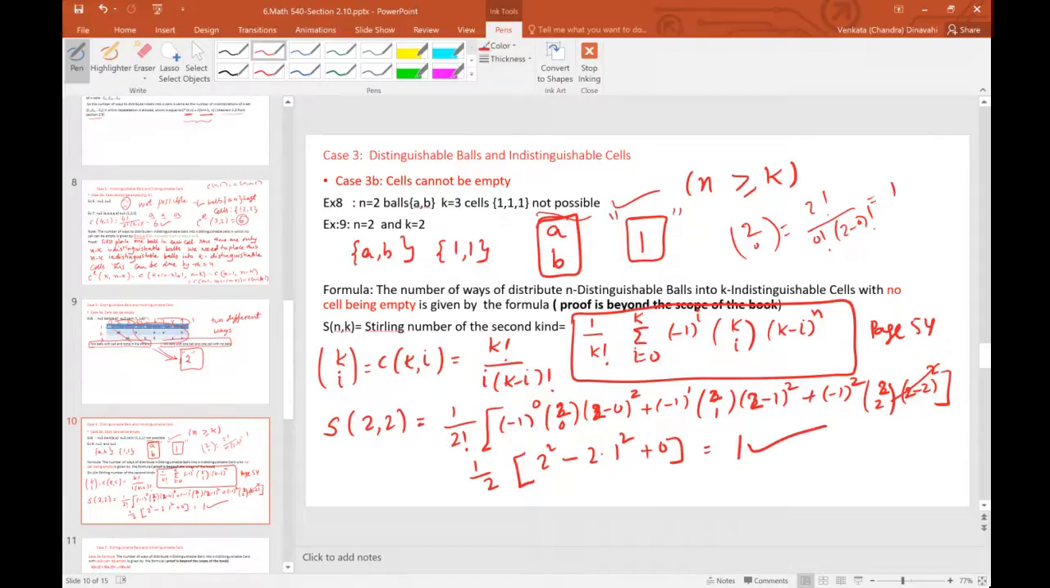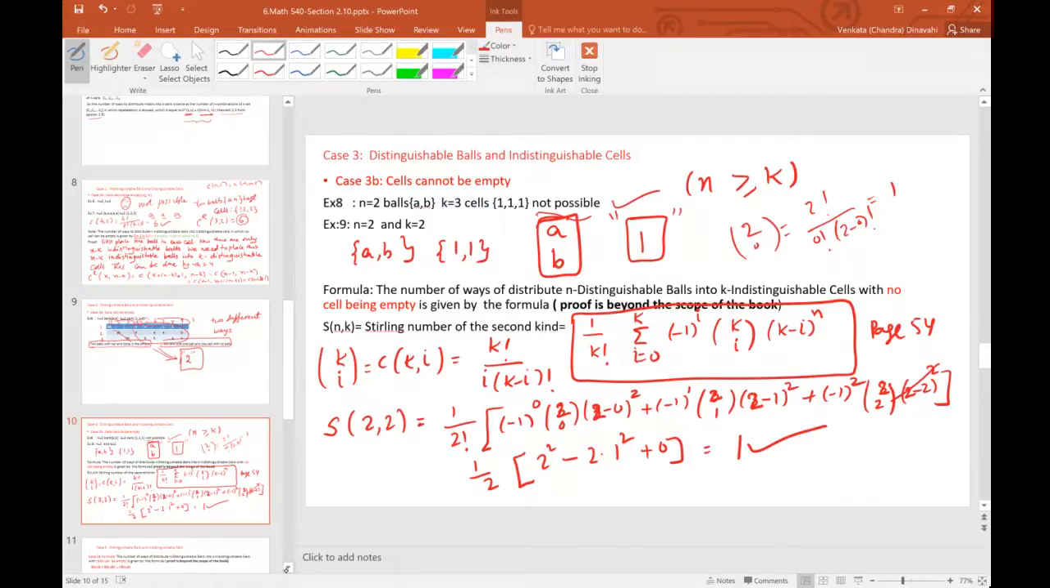So this is the complicated formula. The formula is beyond the scope of the book. So this is called the Stirling number of the second kind. Since you are not remembering any of the formulas anyway, I think it is very easy for you to understand just by working with examples rather than working with the formula, because the formula is a little bit complicated. But this formula is useful when n and k are a little bit bigger numbers, because at that time you cannot write all the distributions. So this is the formula for case 3b when the cells cannot be empty.